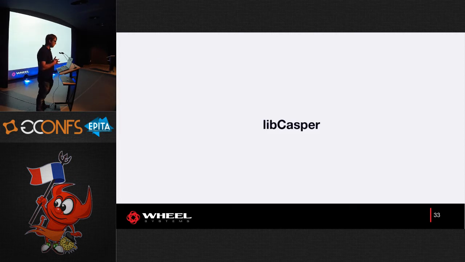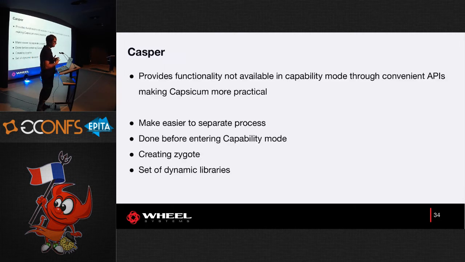So now I will introduce you to Casper. Casper is a library that provides us the functionality that is not allowed in capability mode. So for example, if we want to create some sockets or open some files which is not allowed in Capsicum, we can ask Casper to do that for us.